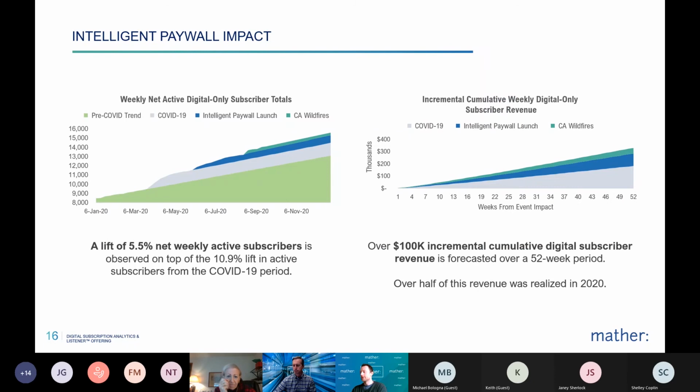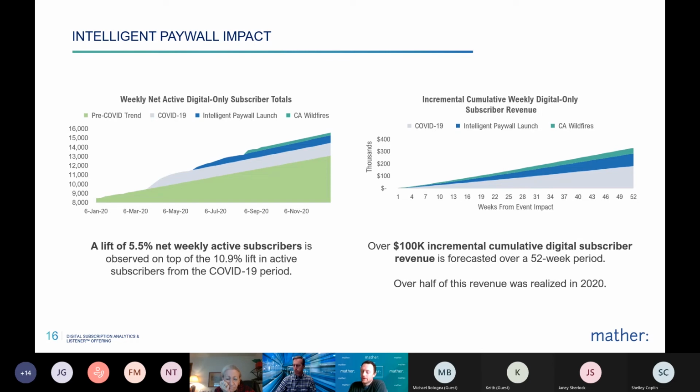So that's 2 examples. We do a lot of other things on the paywall. Just to summarize it all, the personalization across the meter, the call to action, the kind of product you offer, the price you offer, all that combined we call the intelligent paywall.